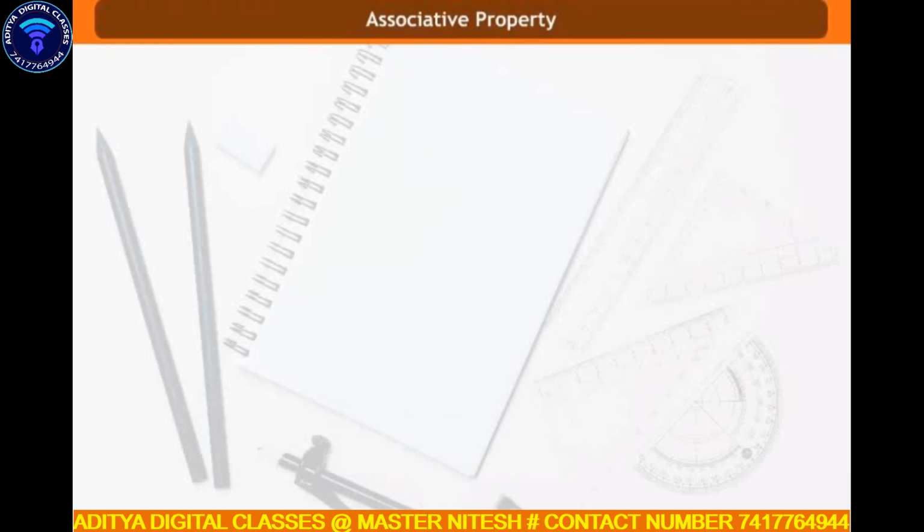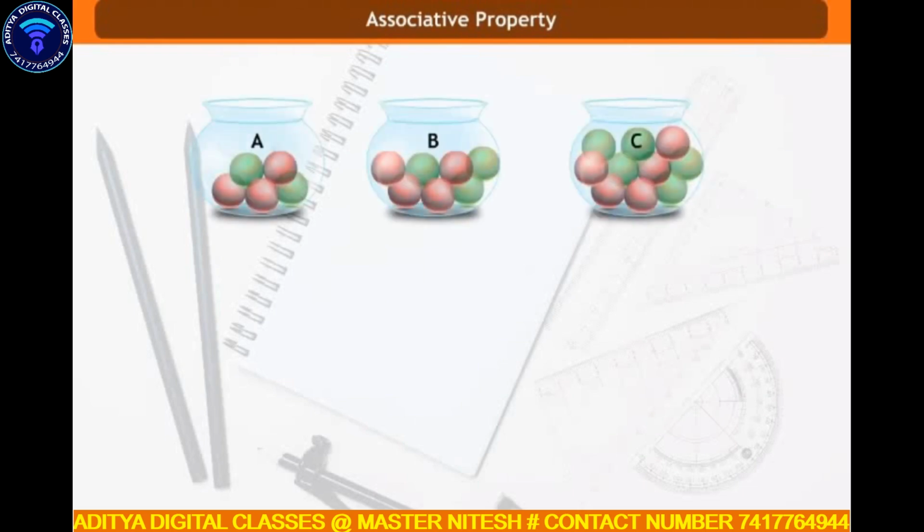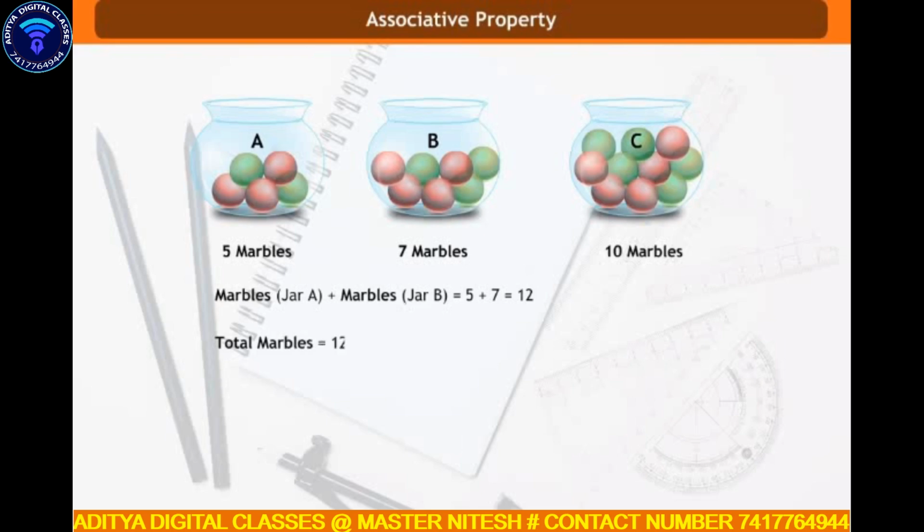Similarly, we have the associative property for addition. Look at these 3 jars. Jar A contains 5 marbles, jar B contains 7 marbles, and jar C contains 10 marbles. Now marbles in A plus marbles in B is equal to 5 plus 7, that is 12. Adding marbles of jar C, we get 12 plus 10 is equal to 22 marbles. So we have 5 plus 7 plus 10 is equal to 22.